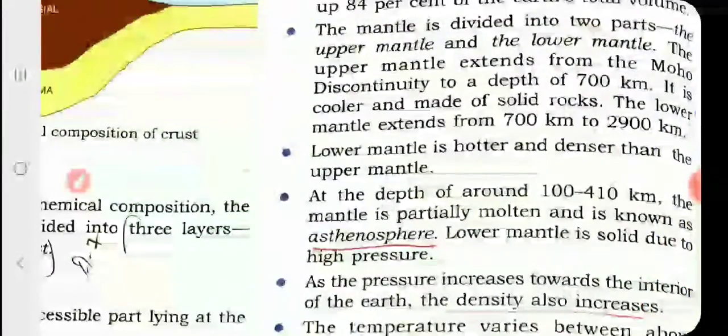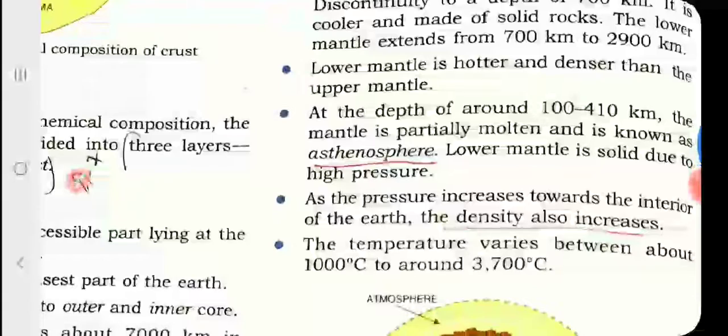So after the crust, 700 kilometers is the upper mantle, and from 700 kilometers to 2900 kilometers it is the lower mantle. Now what is the speciality of the lower mantle? The lower mantle is hotter and denser than the upper mantle. Denser, and at the same time hotter.